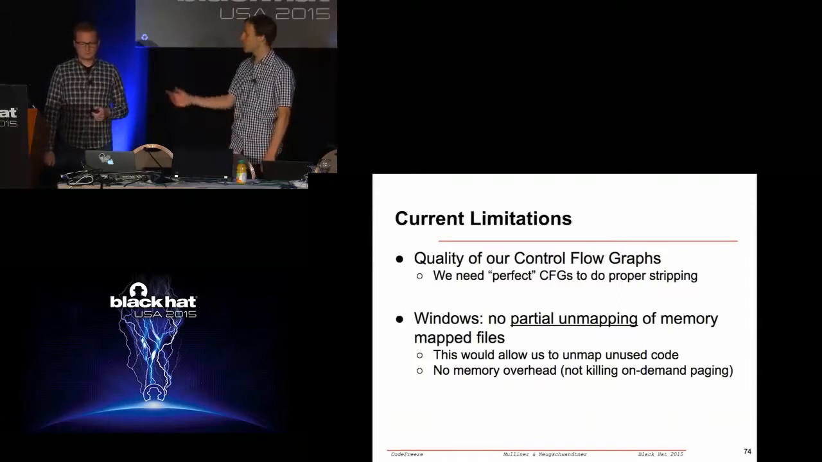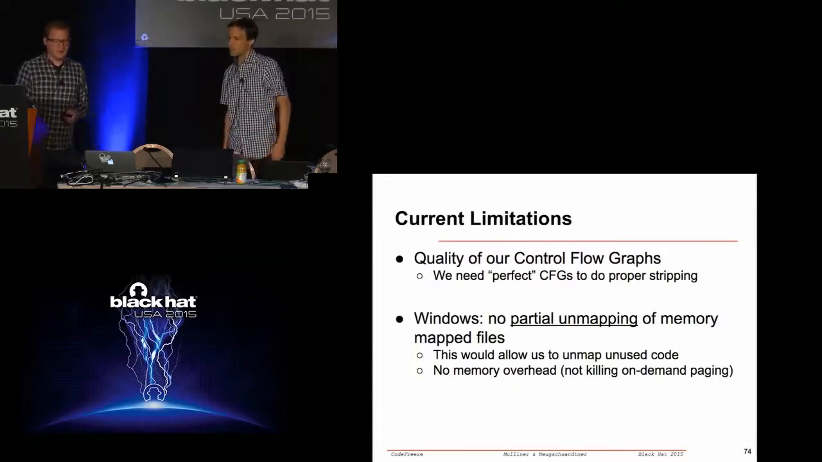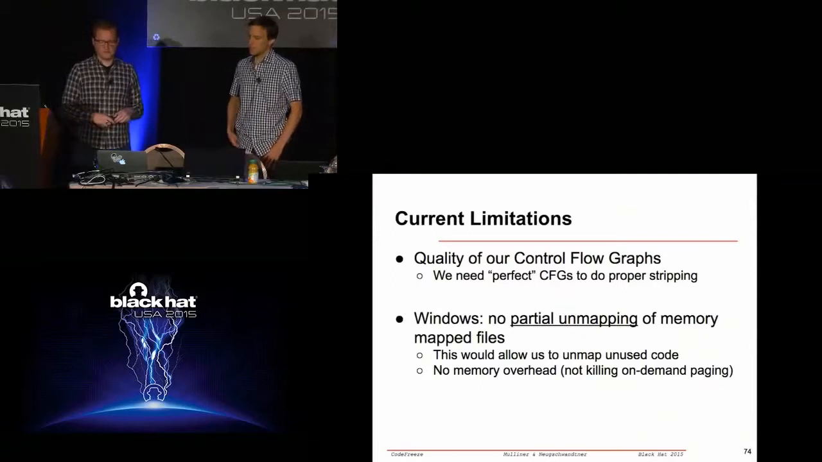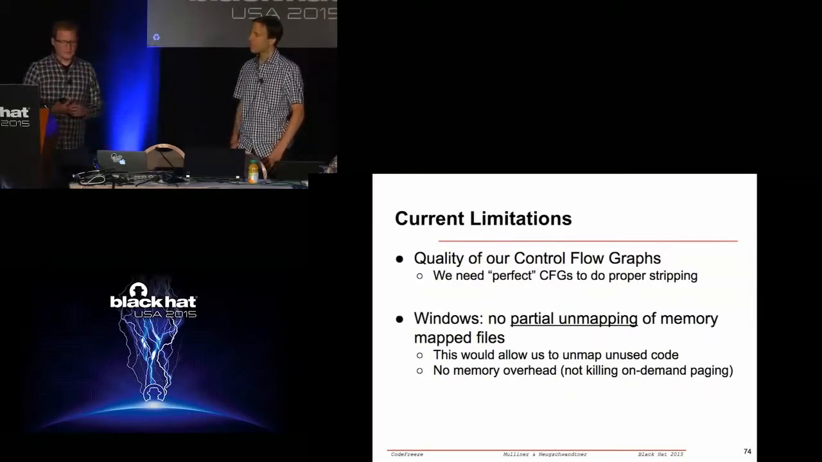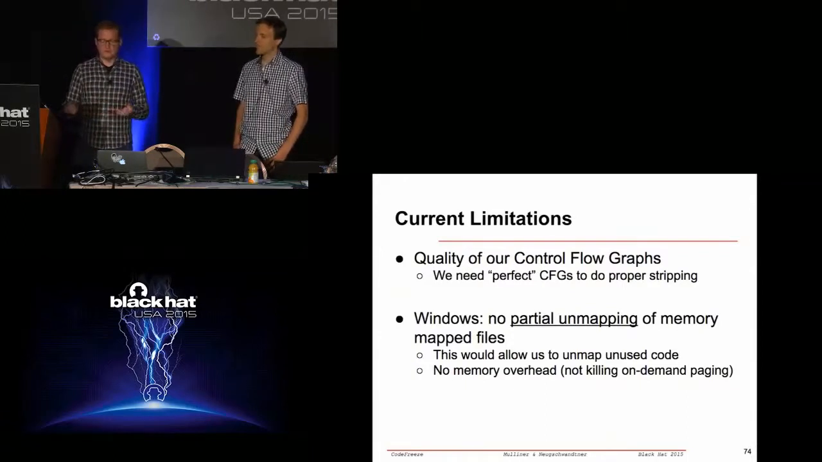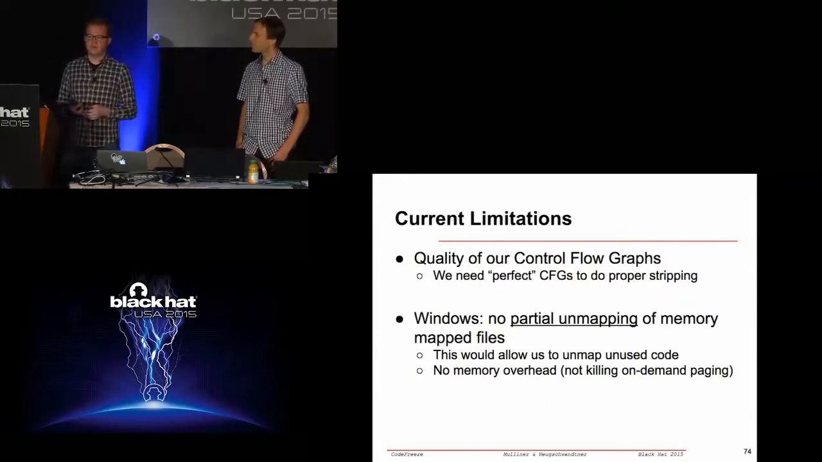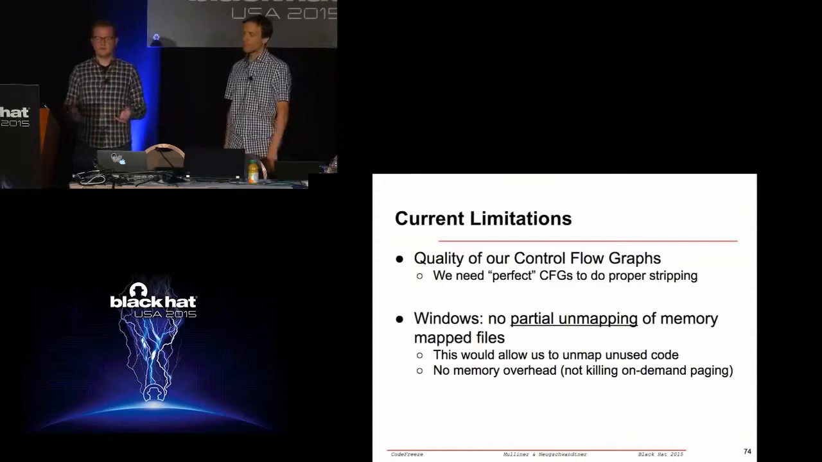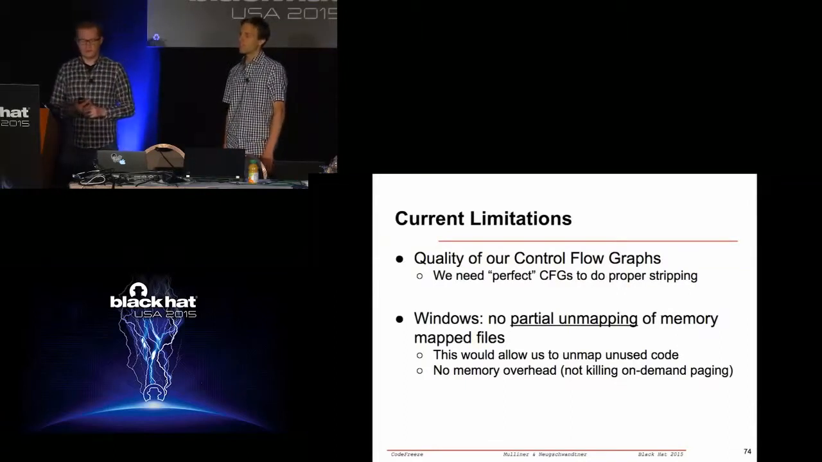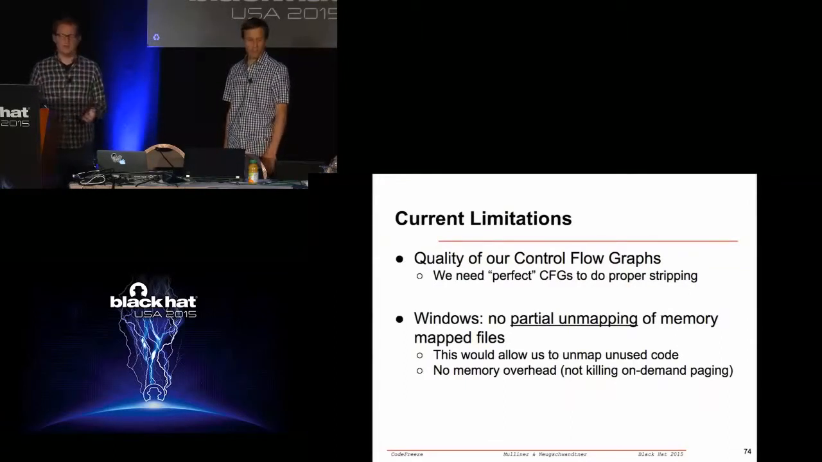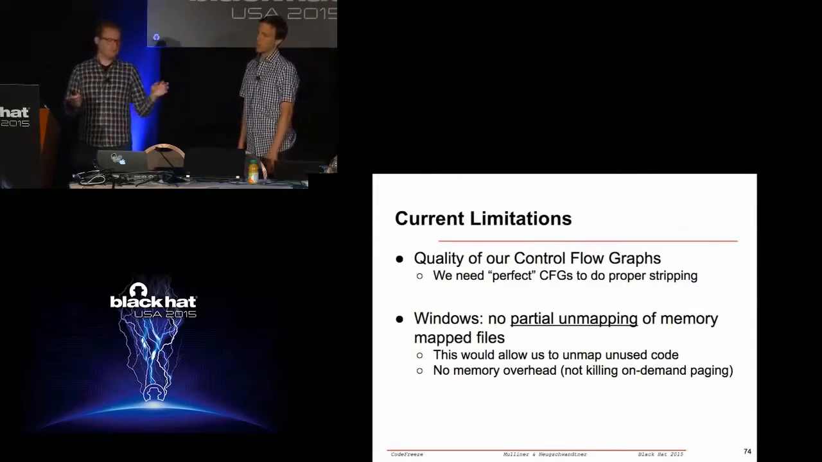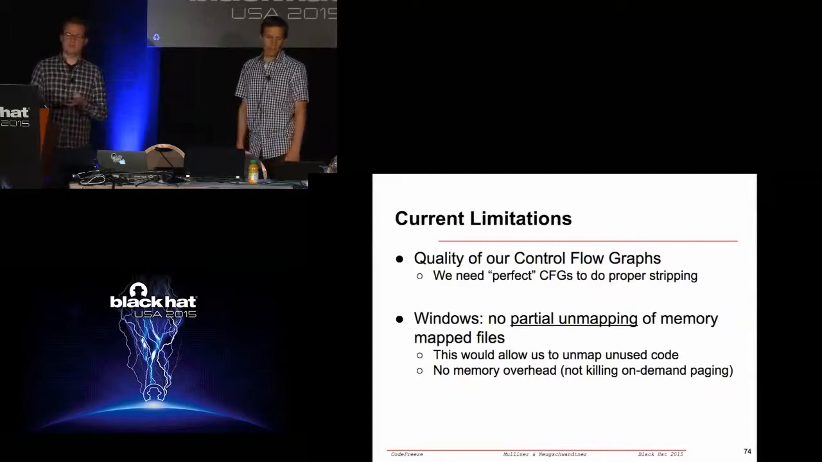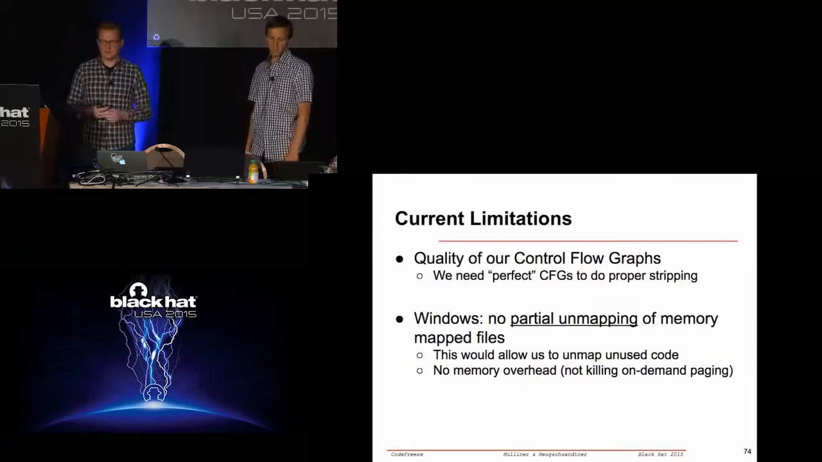As far as memory usage is concerned, one idea when we asked how to actually remove code was to just unmap the parts of the library that are not used. But Windows does not support partial unmapping of files. You cannot map a 10 megabyte file and then unmap 2 megabytes somewhere in the middle. That's just not supported.